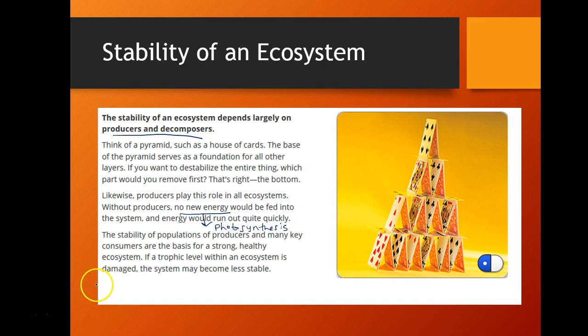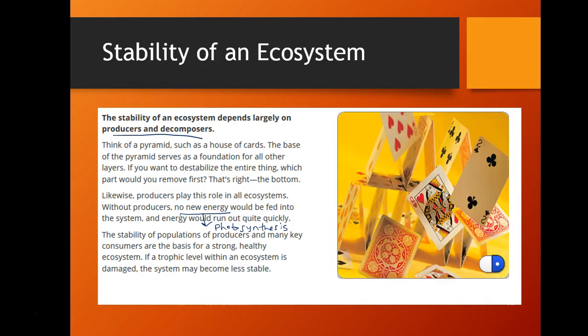The stability of populations of producers and many key consumers are really the basis for a strong, healthy ecosystem. If for any reason the population of producers was severely decreased, then the stability of the ecosystem would definitely be weakened.